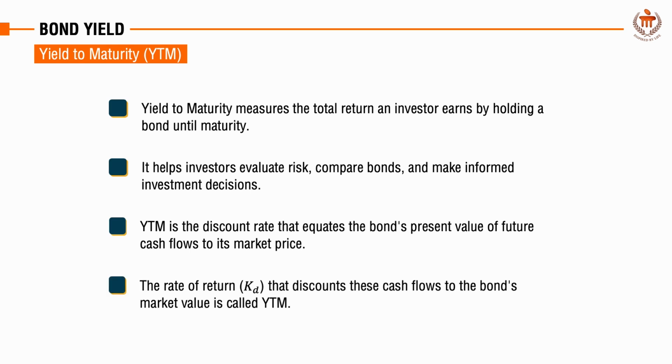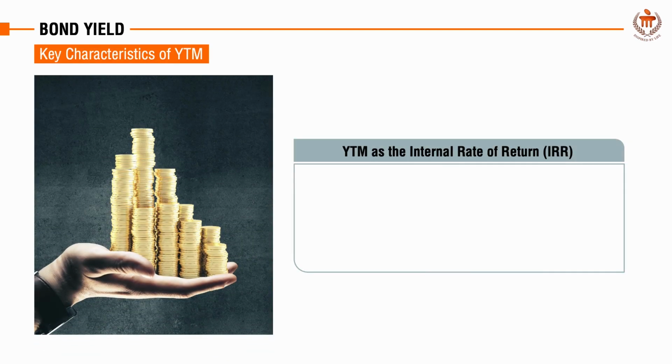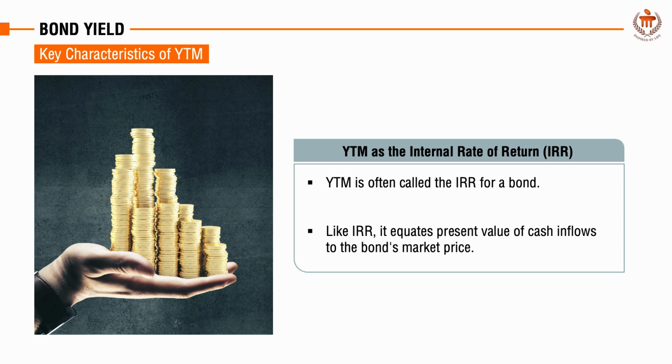The rate of return, which is Kd, which makes the discounted value of these cash flows equal to the bond's market value, is known as YTM of the bond. Now let us discuss the key characteristics of YTM. YTM as the internal rate of return, IRR. YTM is often referred to as the IRR for a bond. Like IRR in capital budgeting, it's the rate that equates the present value of cash inflows to the initial investment, here the market price of the bond.